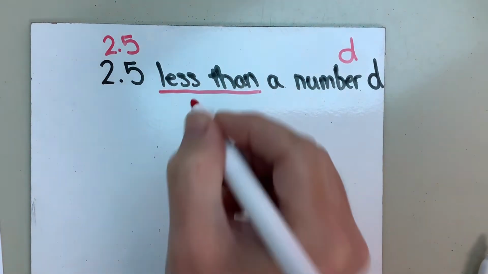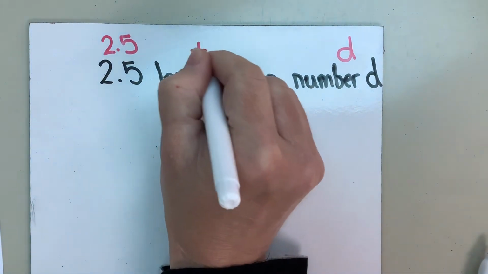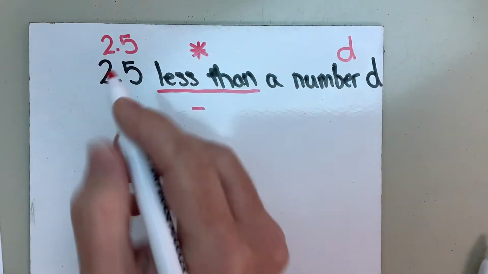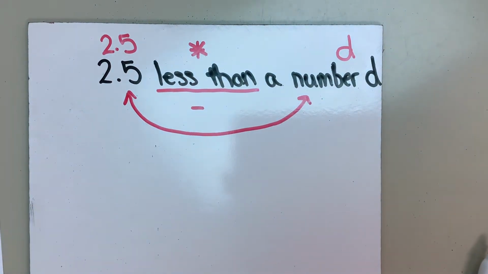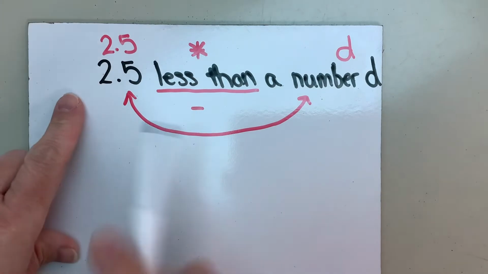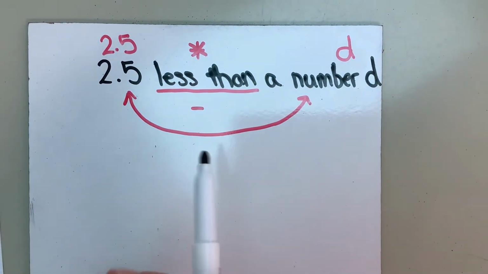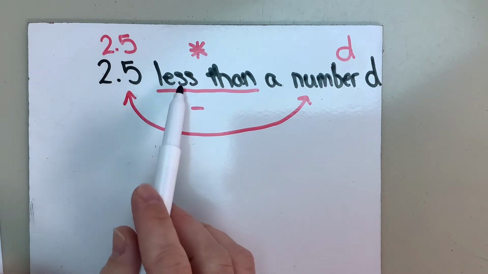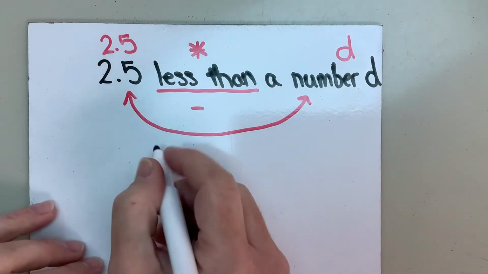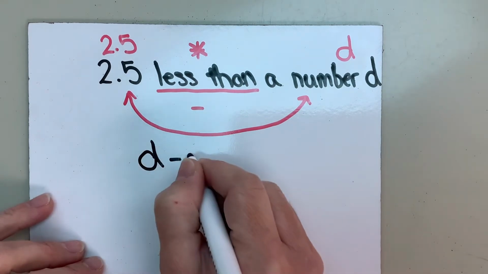Well, less than is a takeaway, a minus situation, but this is a tricky one. Anytime you have a less than, they actually switch these, okay? And you can think about it, is 2.5 bigger than the number D, or is D bigger than the number? And we've had ones that we started with that had a number on both sides, so they could answer that. But the 2.5 is smaller than the number D. So we're going to start with our number D and take away from it the 2.5.